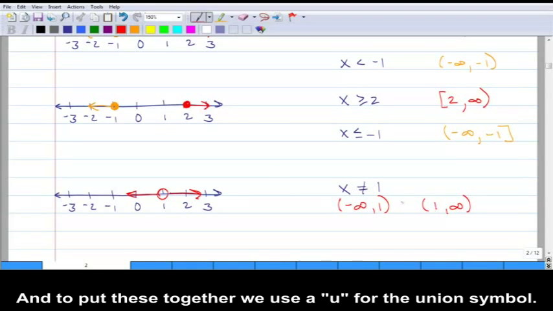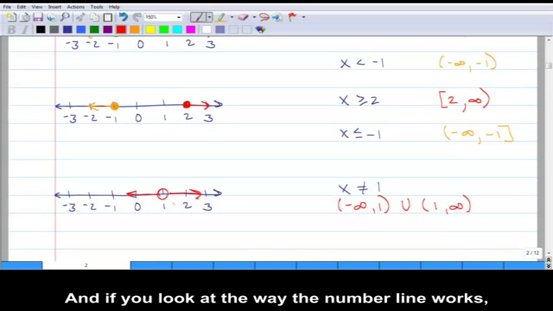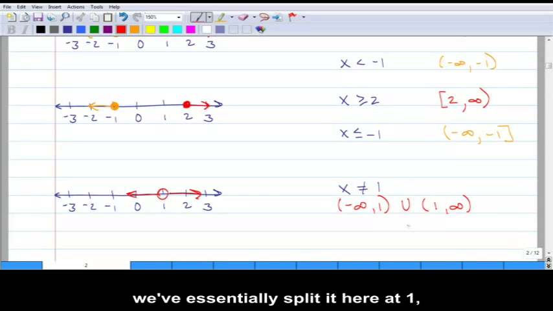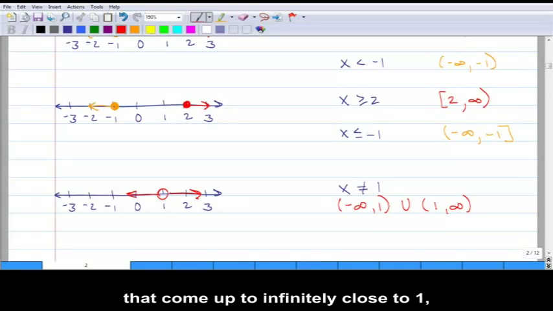And to put these together, we use a U for the union symbol. It means you're putting these two sets together, you're unioning them. And if you look at the way the number line works, we've essentially split it here at 1 to exclude the point 1 by creating these parentheses here that come up infinitely close to 1, but never quite include it.